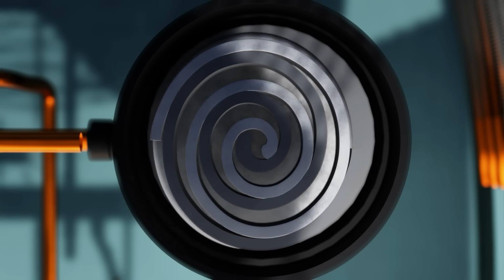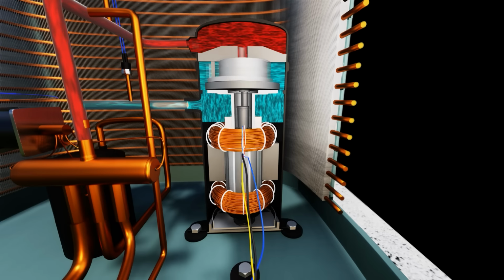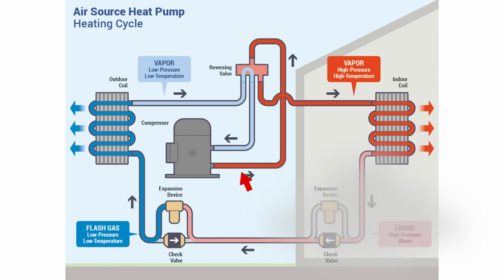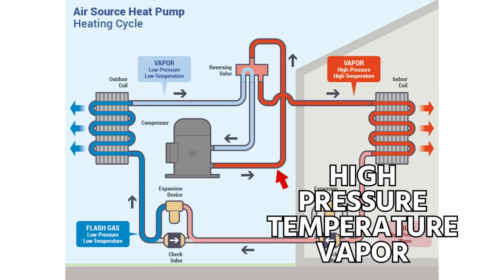So if you take a look at this compressor, you can see that the refrigerant goes into the compressor shell as a cool vapor, and then it is drawn into the compression chamber, and it gets continuously higher pressure and higher temperature until it is discharged into the discharge line as a high pressure, high temperature vapor.